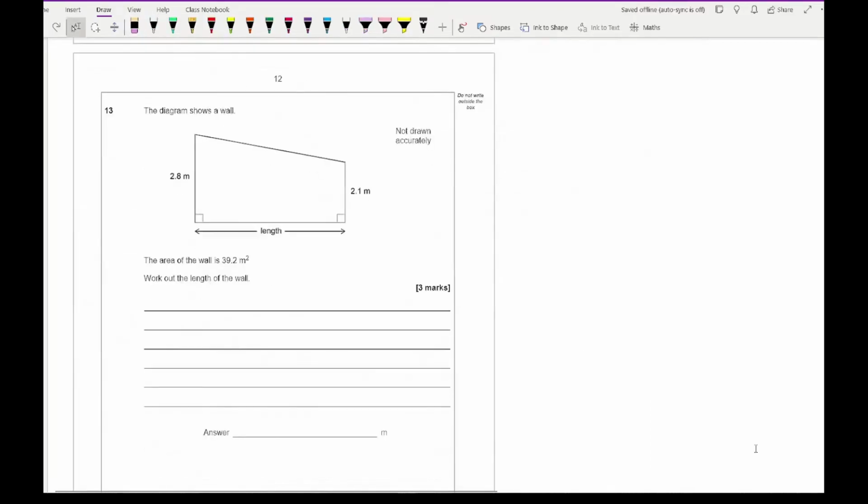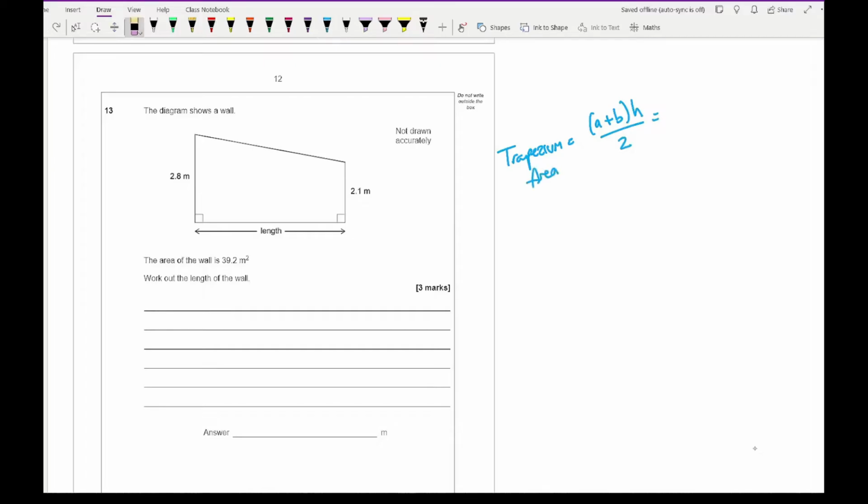Moving on to question 13, it says the diagram shows a wall, the area of the wall is 39.2, and it says work out the length of the wall. Now this is obviously a trapezium, and to work out the area of a trapezium, it's the two parallel sides added together, multiplied by h, the height, divided by 2, and that equals the area.